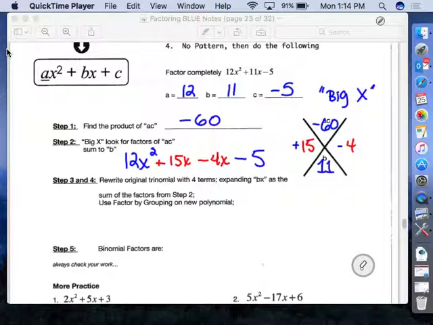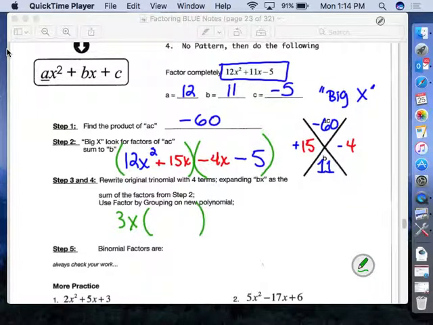The original trinomial has just simply been expressed with 4 terms, and the term in the middle, or the linear term, is written as 15x minus 4x. I now have an expression with 4 terms, which allows me to introduce the factor by grouping skill. So I'm now going to group up in order, and I'm going to look for a greatest common factor within each individual binomial. So looking at the first, they share 3x. If I reverse distribute out 3x, that leaves me with 4x plus 5.